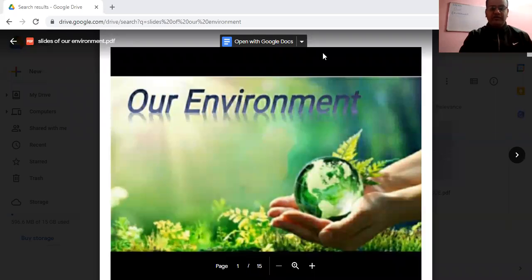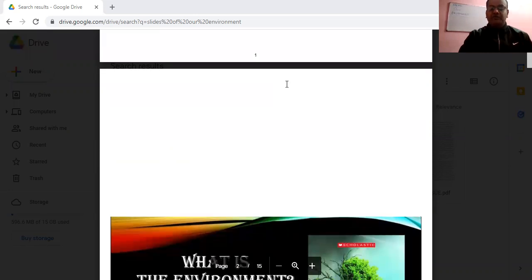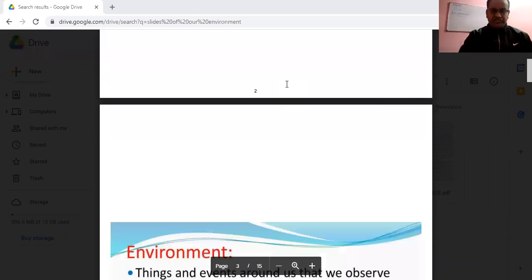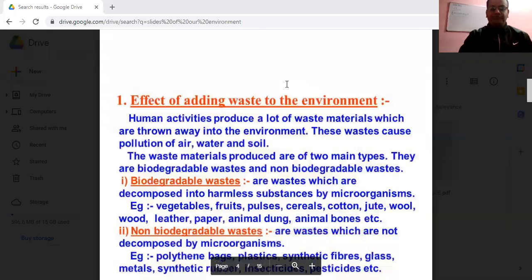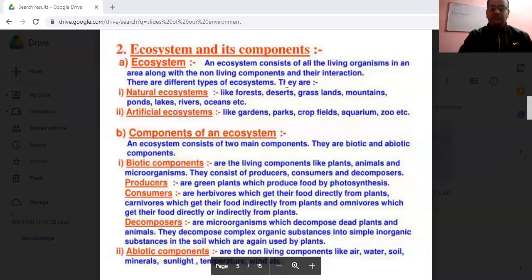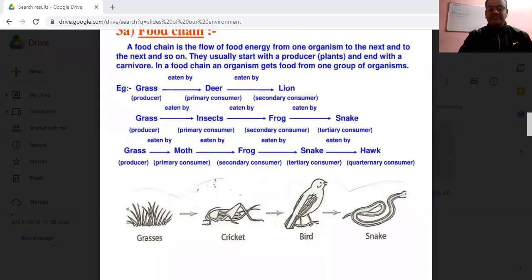And today we will be continuing with the discussion of the chapter Our Environment, which we were discussing in our last class. And today our topic of discussion will be trophic level and energy flow. Now, before going into today's topic, let me recall the previous class, because the trophic level will be linked up with the previous class only.